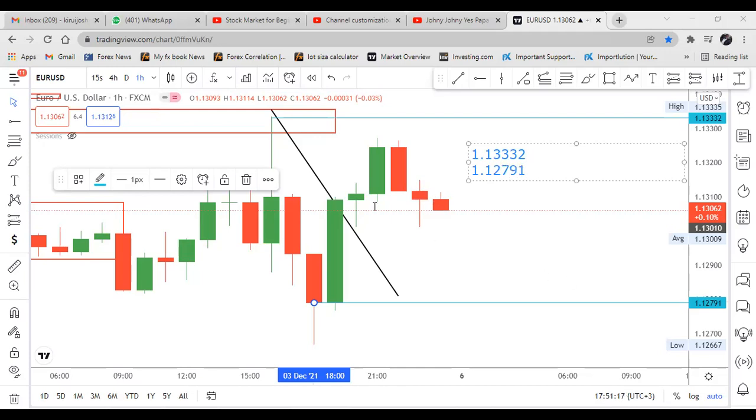1.12791. So we want to do the difference from this place here up to this place here. We want to see how many pips this pair moved from this high to this low. If we could place our sell order here, how many pips could this pair have moved if we could sell from this high up to this low? So let's do it.